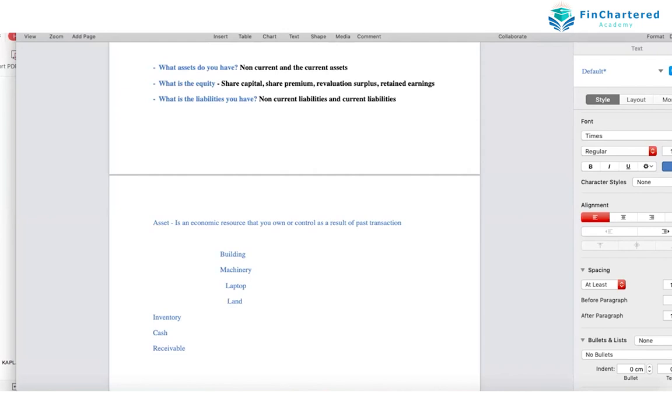Those assets which you intend to keep for more than a year, what are they called? Anybody? Any guesses? Yes, that's right. Non-current assets. These are those assets which you intend to keep for more than a year.